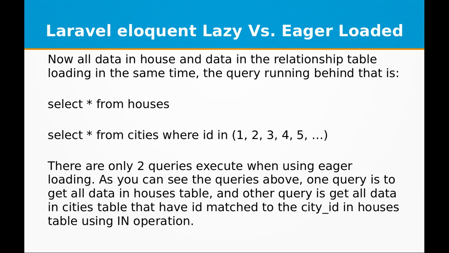The query running behind that is select * from houses and select * from cities where id in (1, 2, 3, 4, 5). There are only two queries executed when using eager loading. As you can see in the queries above, one query gets all data in the houses table and the other query gets all data in the cities table that have an id matching the city id in the houses table, using the IN operation.